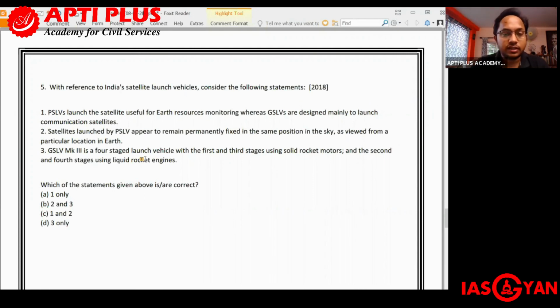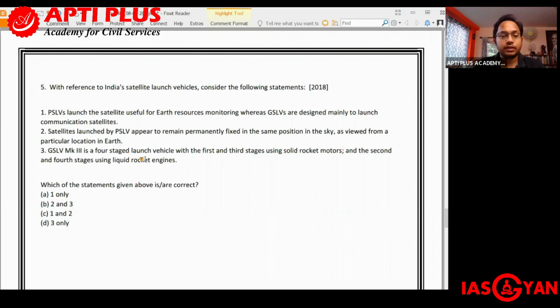I'll repeat once again. This is regarding India's satellite launch vehicles. Number one, PSLVs launch the satellites useful for Earth resources monitoring, whereas GSLVs are designed mainly to launch communication satellites. Second, satellites launched by PSLV appear to remain permanently fixed in the same position in the sky as viewed from a particular location on the Earth. Third, GSLV Mk3 is a four-stage launch vehicle with the first and third stages using solid rocket motors and the second and the fourth stages using liquid rocket engines.